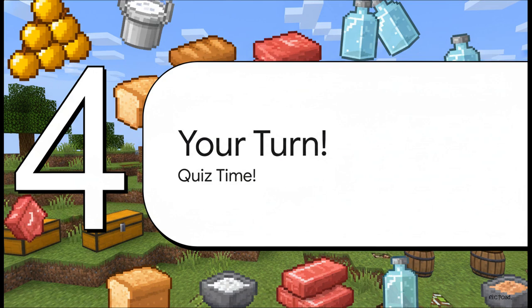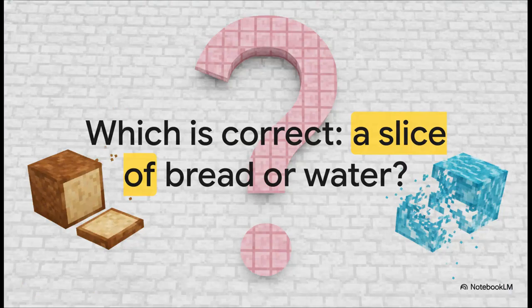Wow, you've learned so many new words. So now it's your turn to try them out. Are you ready for a quick quiz? Let's see what you remember. Okay, question 1. Which of these is correct? Do we say a slice of bread or a slice of water?